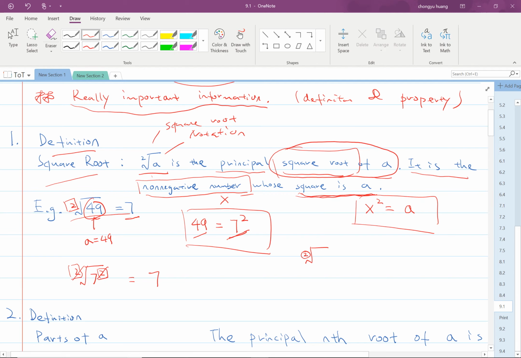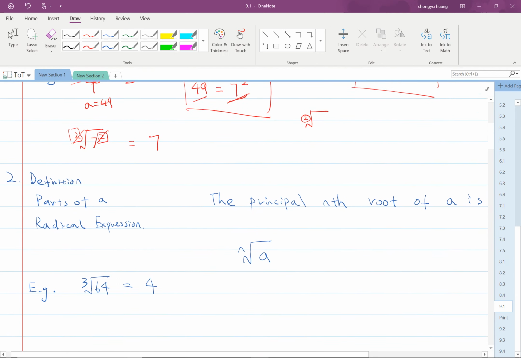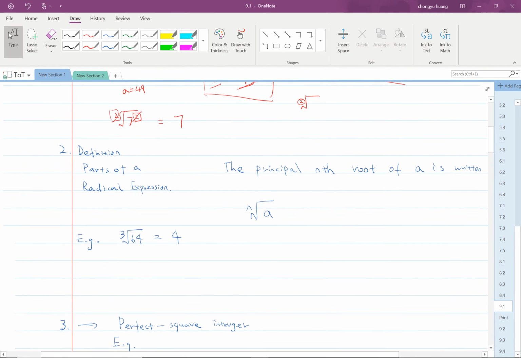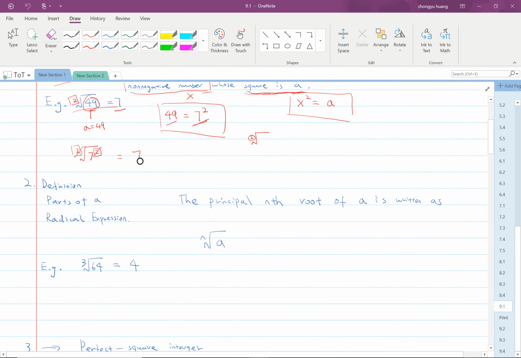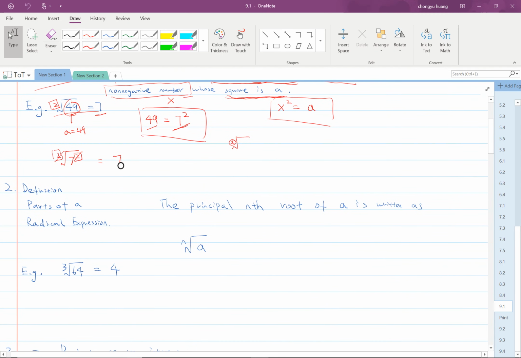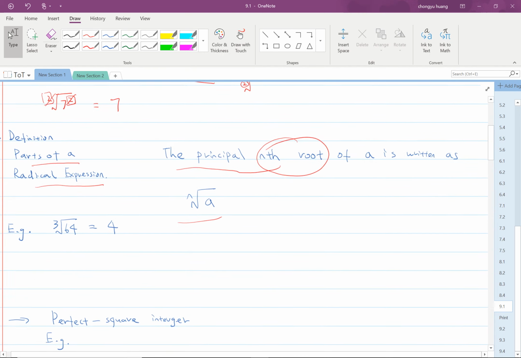Let's move into the next definition, the definition of the radical expression. This is a more general one. Let me read it: the principal nth root is written like this. Let me zoom in a little bit.